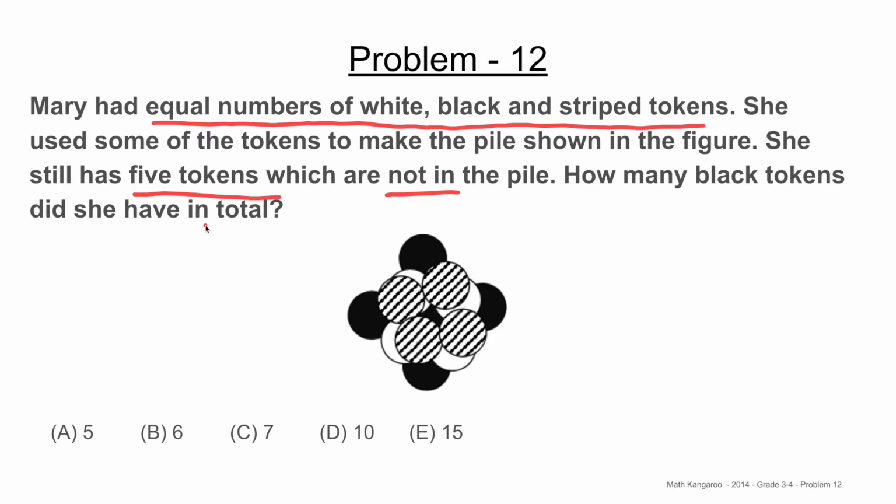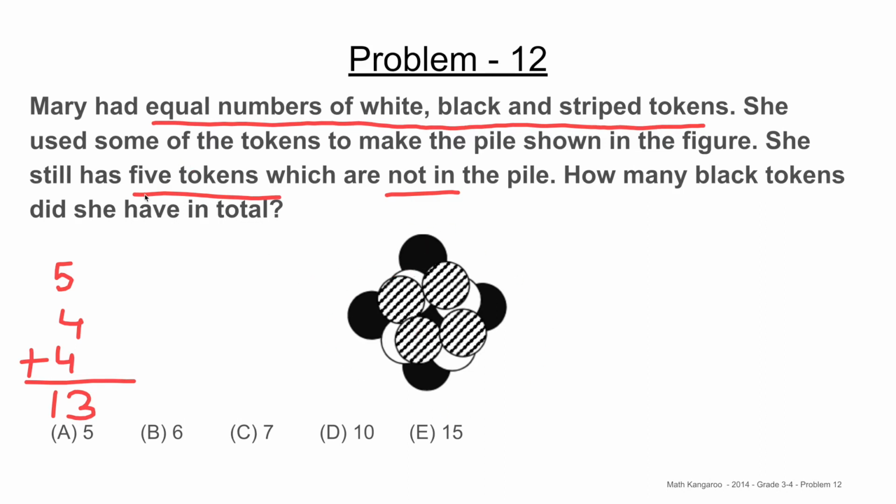Mary started with an equal number of white, black, and striped tokens. The pile in the figure is made up of some of these tokens, and we need to figure out how many black tokens Mary had in total. First, let's look at the pile. We see there are 1, 2, 3, 4, and 5 black tokens. We see there are 4 white tokens, and then there are 4 striped. We add them and that makes 13 tokens shown in this figure.